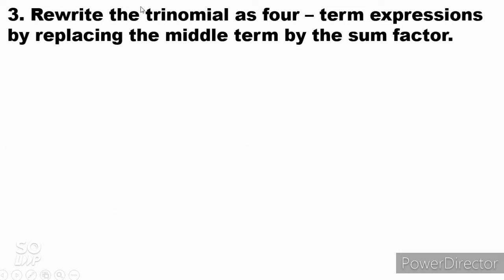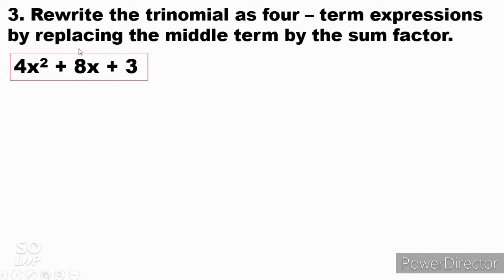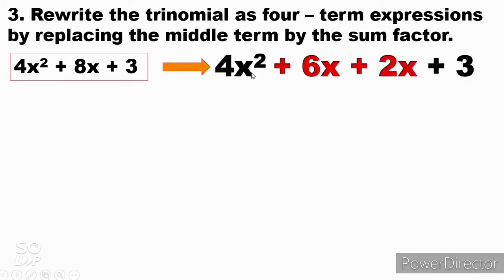Step number 3, rewrite the trinomial as 4-term expression by replacing the middle term by the sum factor. So, yung 6x at saka yung 2x ay i-insert natin. Ito yung given trinomial natin, 4x squared plus 8x plus 3. Next step, gagawin natin siyang 4-term expression. Insert natin yung 6x at saka yung 2x. So, it becomes 4x squared plus 6x plus 2x plus 3.